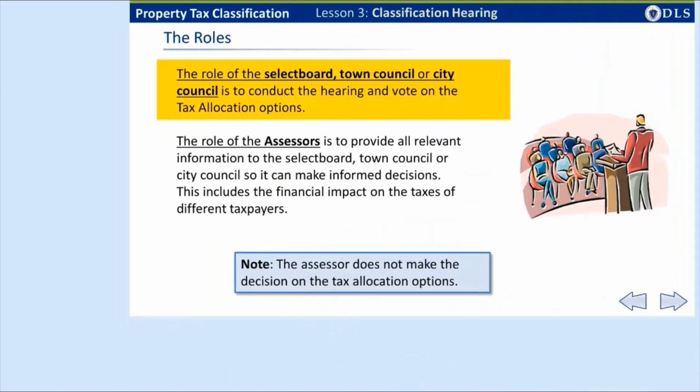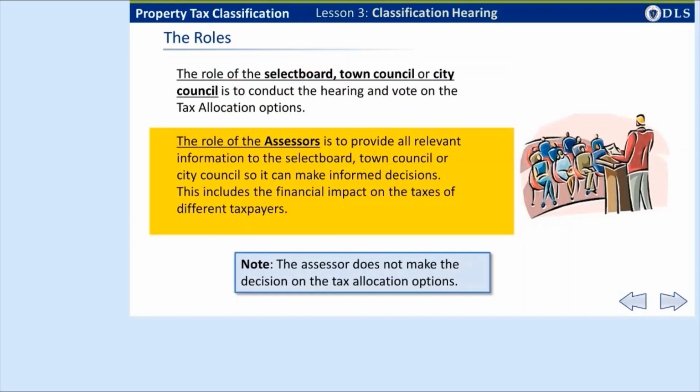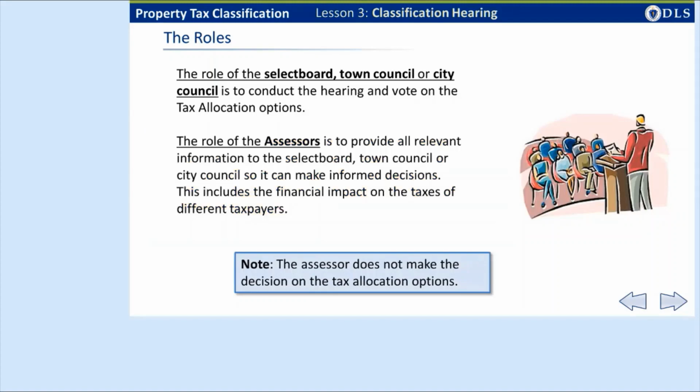The role of the Select Board, Town Council, or City Council is to conduct the hearing and vote on the tax allocation options. The role of the assessors is to provide all relevant information to the Select Board, Town Council, or City Council so it can make informed decisions. This includes the financial impact on the taxes of different taxpayers.